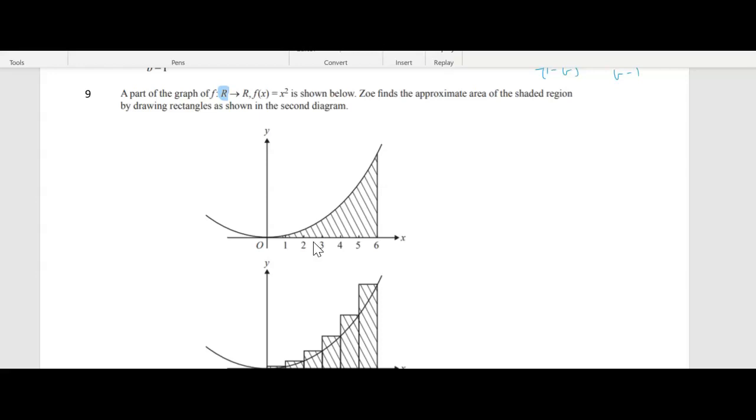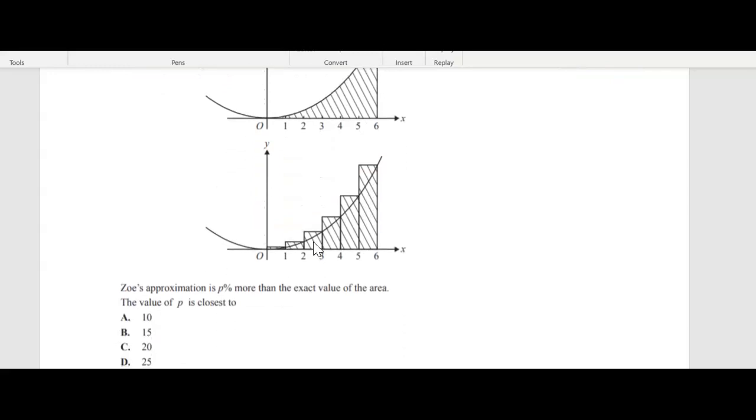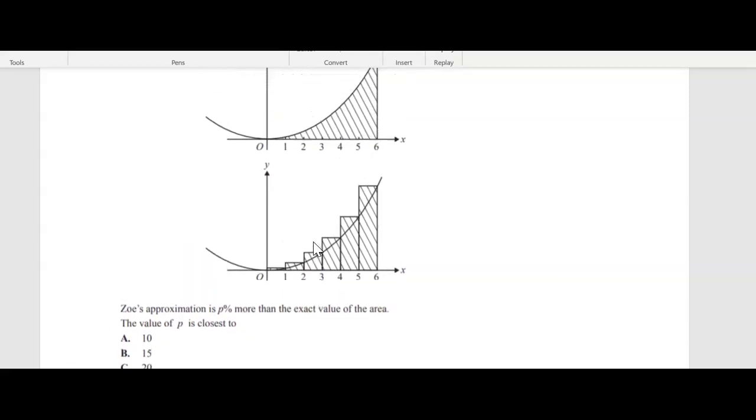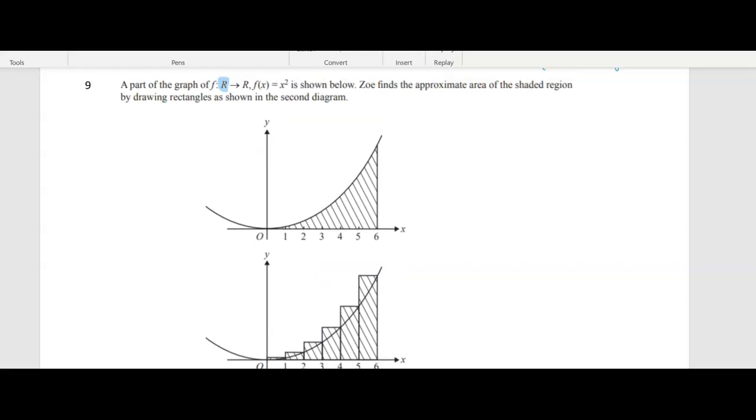Okay, so as shown below, Zoe finds the approximate area of the shaded region by drawing rectangles in the second diagram. I have a feeling I've done this question before as well. So Zoe's approximation is p% more than the exact value of the area. The value of p is closest to. All right, so let's find the area of the first one.